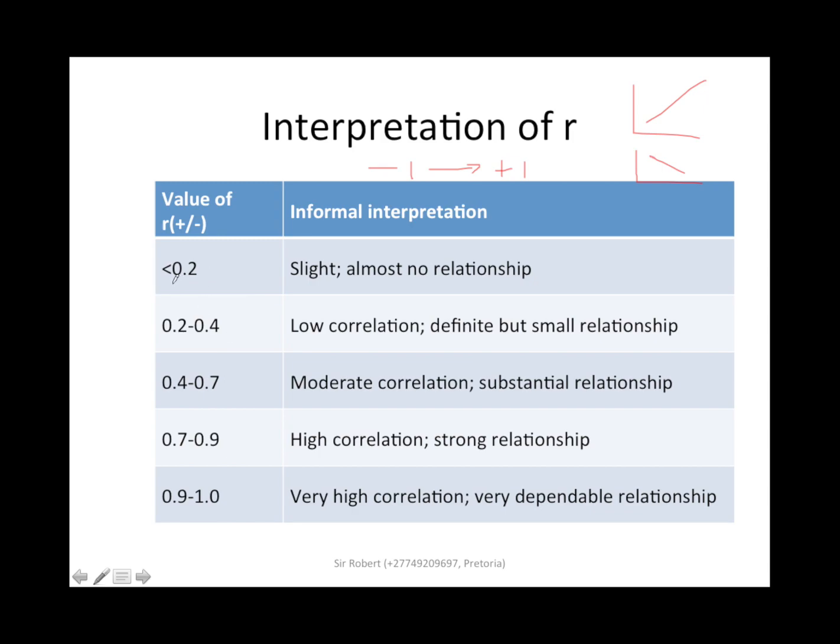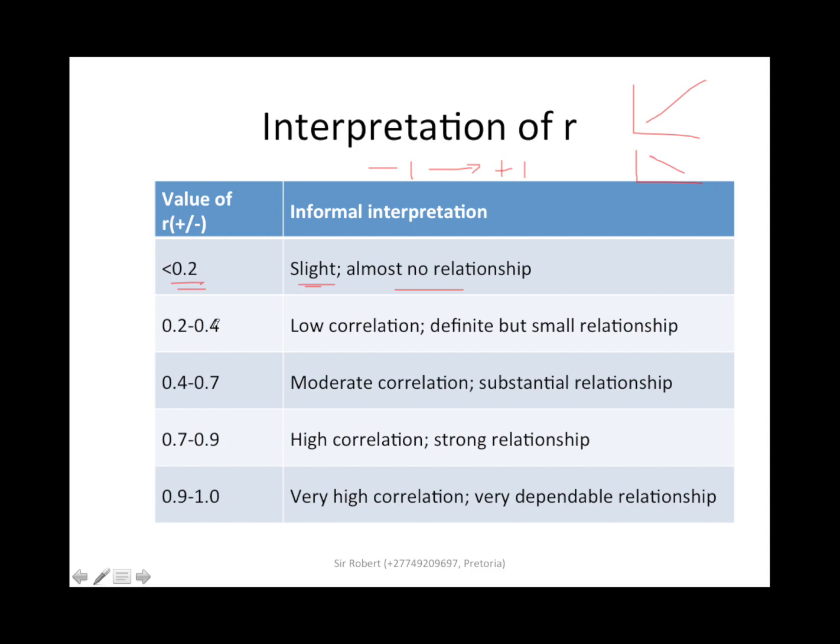So when R is less than 0.2, we say there's a slight correlation and almost no relationship. This applies for the positive and negative. If it's positive, it means there's a slight positive correlation. If it's negative, it means there's a slight negative correlation. In this case, we are just using the positive one, but you know that it also applies to the negative one.